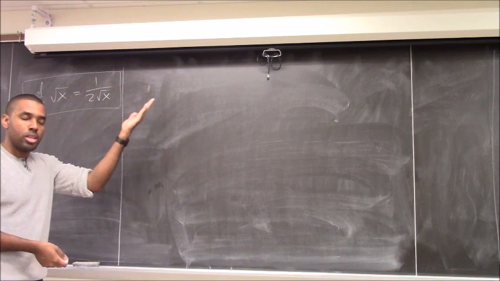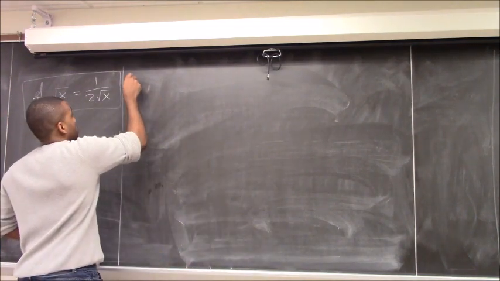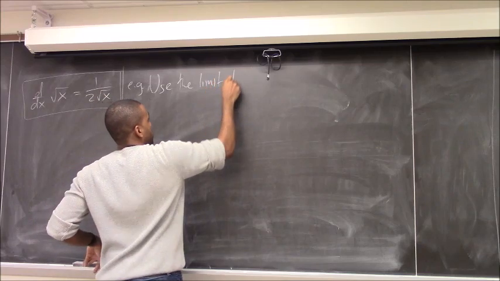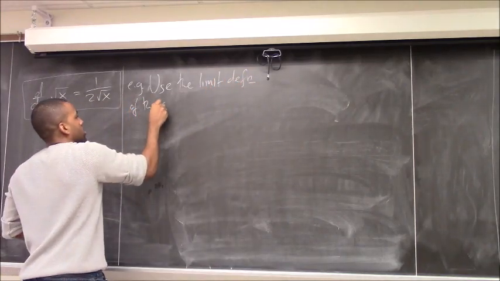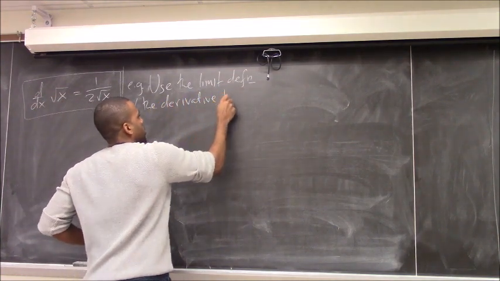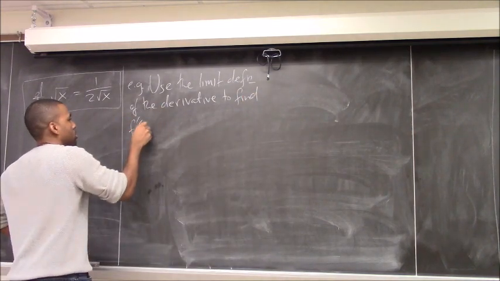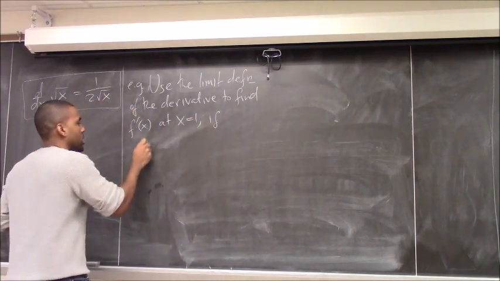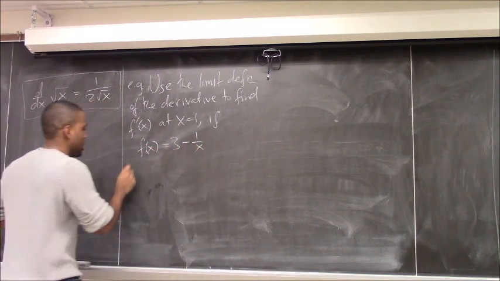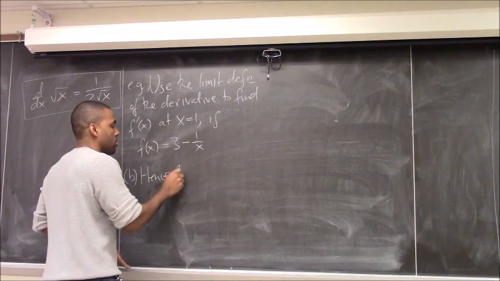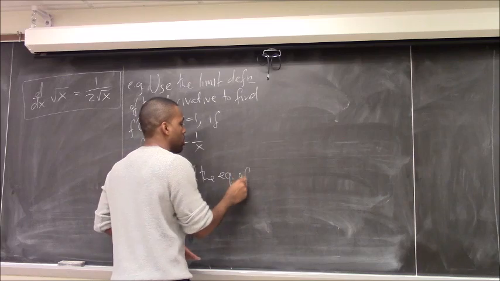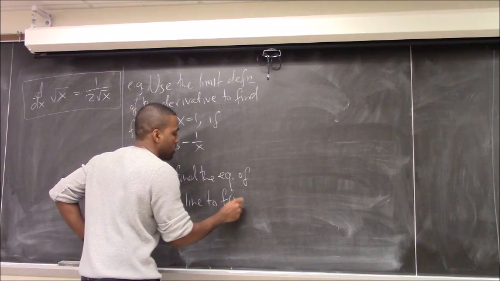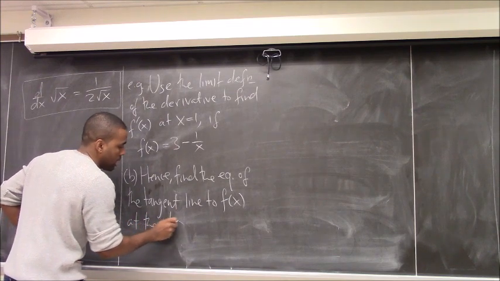Compute a derivative using the limit definition and use it to find the equation of a tangent line. So it says use the limit definition, or the definition of the derivative, to find f prime of x at x equals 1 if your f of x is this function. And then there's going to be a part b: find the equation of the tangent line to f of x at the point where x equals 1.